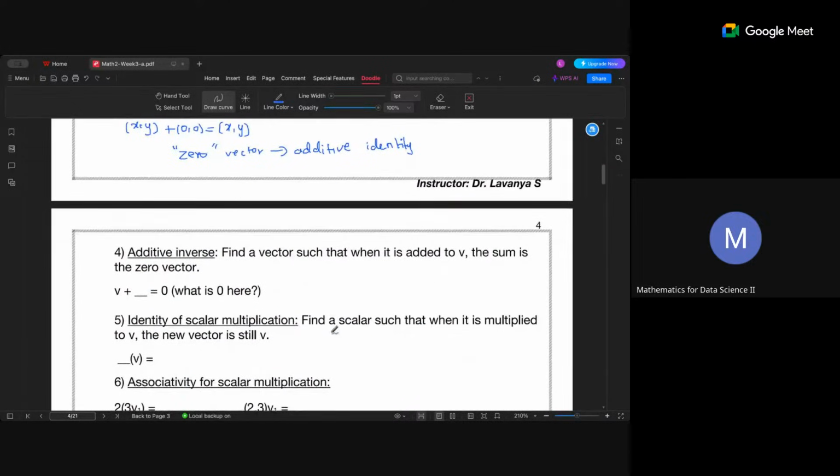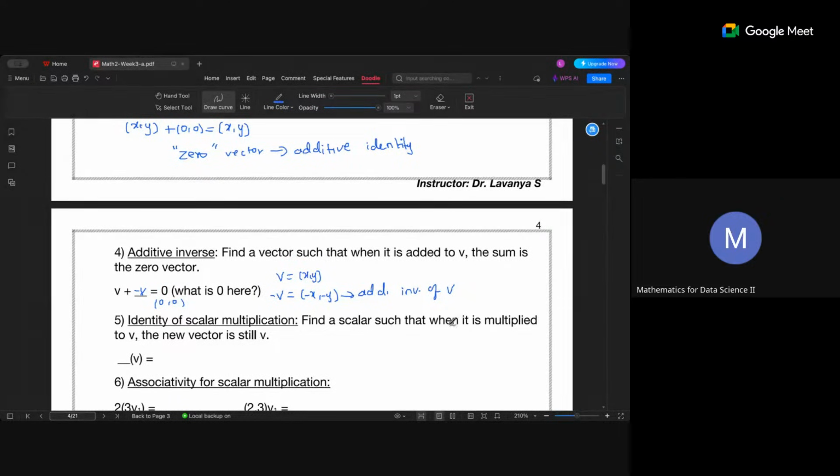Okay, fine. Next, what is additive inverse? Find a vector such that when it is added to V, the sum is the 0 vector. Negative of the vector. So if you have V equal to x comma y, then minus V means minus x comma minus y. So this is the additive inverse of V. And what is 0 here? 0 means it's 0 comma 0, the vector.